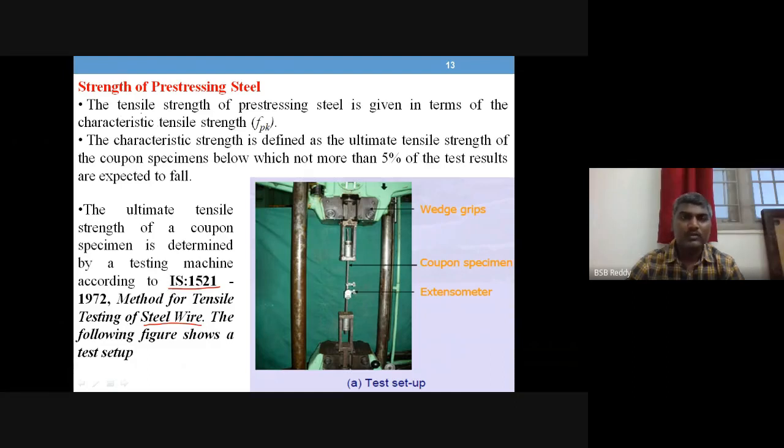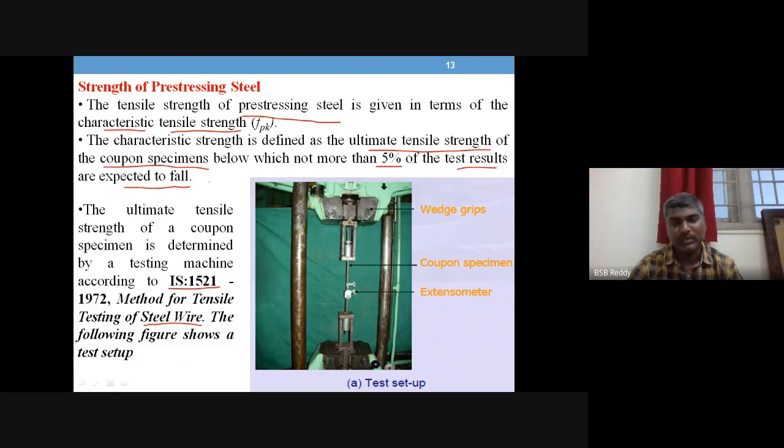So the tensile strength of prestressing steel is given in terms of characteristic tensile strength. Just like concrete has characteristic compressive strength, in a similar way we talk about characteristic tensile strength. This is defined as the ultimate tensile strength of the coupon specimen, which we call the wire specimen, below which not more than 5% of test results are expected to fall.